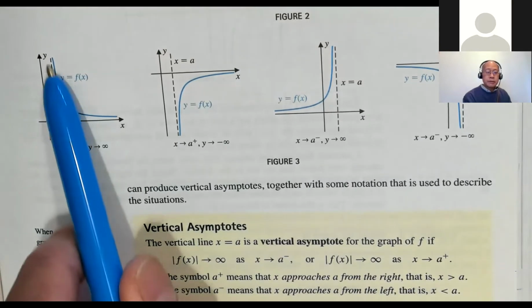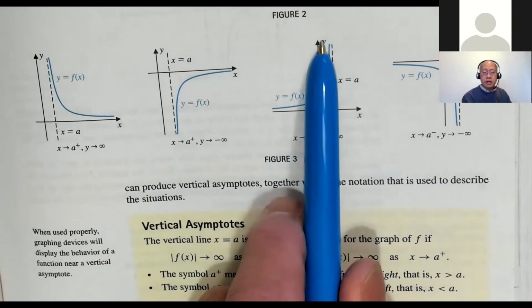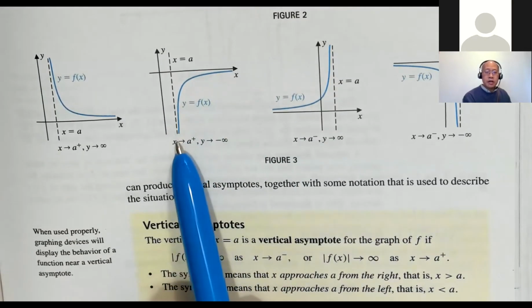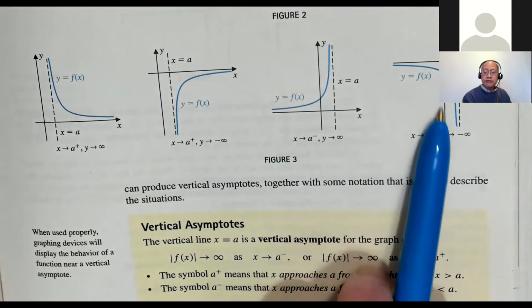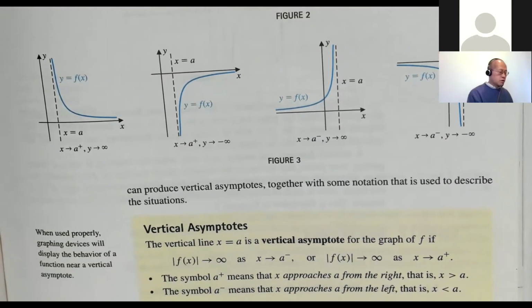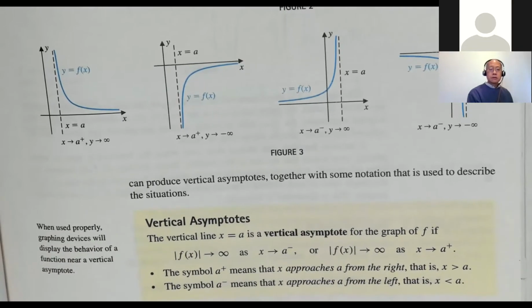Here it shoots up toward infinity on the right side. Here it shoots up toward infinity on the left side. Here it looks like it shoots down to -infinity on the right side. Here it's shooting down to -infinity on the left side. So all of those are considered vertical asymptotes if you have that kind of situation.